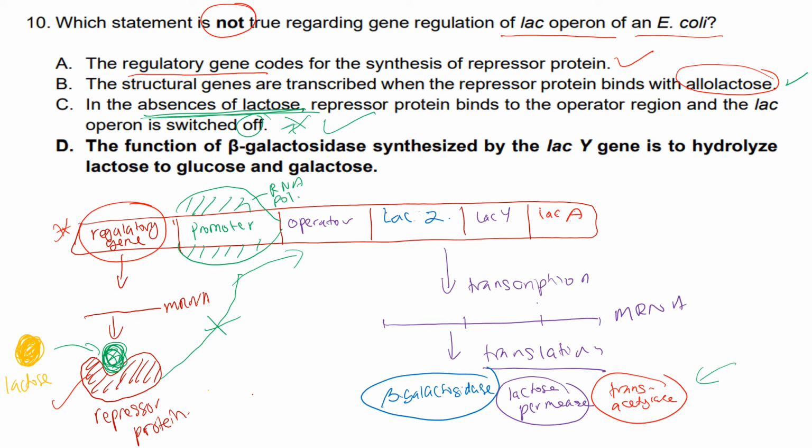Statement D: the function of beta-galactosidase synthesized by the lacY gene is to hydrolyze lactose to glucose and galactose. So statement D is not correct, because beta-galactosidase is coded by the gene lacZ. LacY is to synthesize lactose permease. So the answer will be D. D is not the correct statement. It is not true regarding the lac operon.